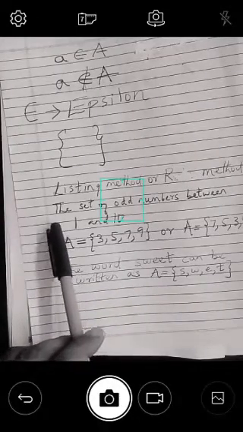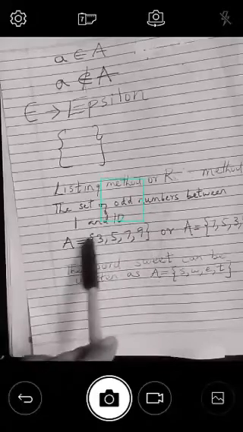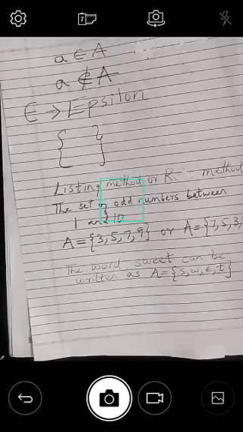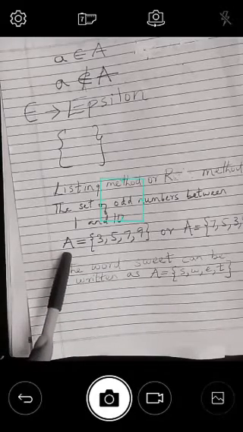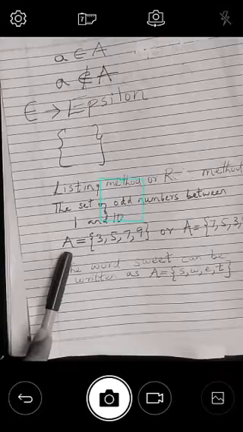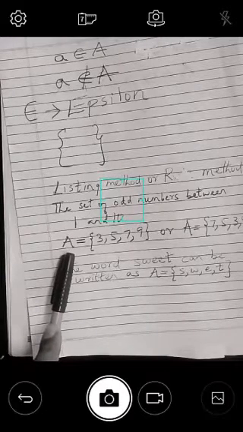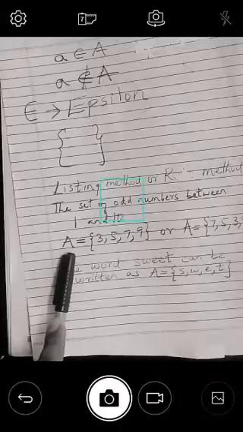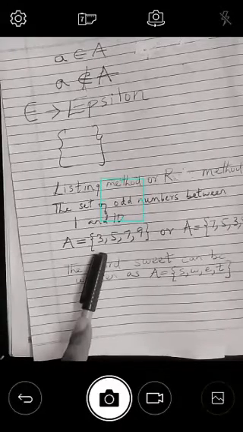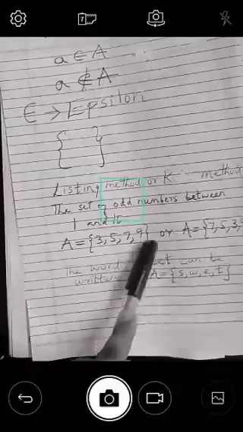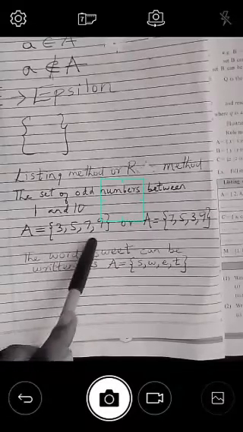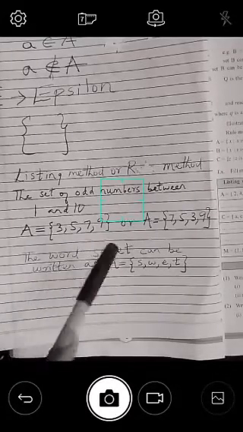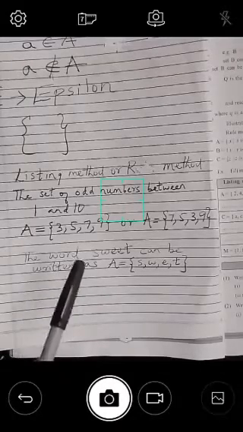So consider the example, the set of odd numbers between 1 and 10. The set of odd numbers is 3, 5, 7, 9. So we will write it as capital A. We can take any letter of the alphabet. Here I am representing it as capital A is equal to {3, 5, 7, 9} within curly brackets. We can also write it as A = {3, 7, 5, 9} or {5, 3, 7, 9}, because it can be written in any order.